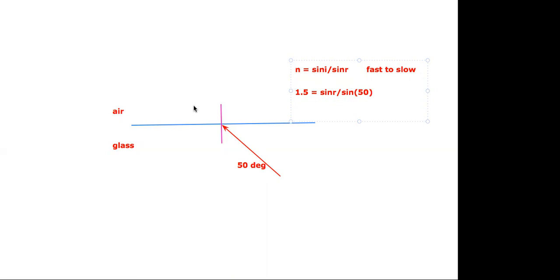I'm going to take the sine of 50. I'm going to multiply by 1.5. And now I'm going to try to take the inverse sine. I get an error. Uh-oh. What went wrong? Well, here's the deal.